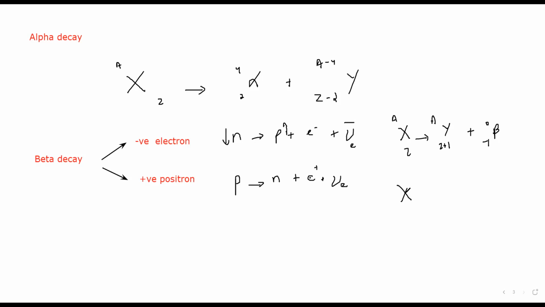And in a positive beta decay, or beta plus decay, or positron emission, the nucleon number does not change, because the proton number decreases and the neutron number increases, so the net sum remains the same. That's why there's no change in the nucleon number. But as the number of protons decreases, the atomic number will decrease by 1.